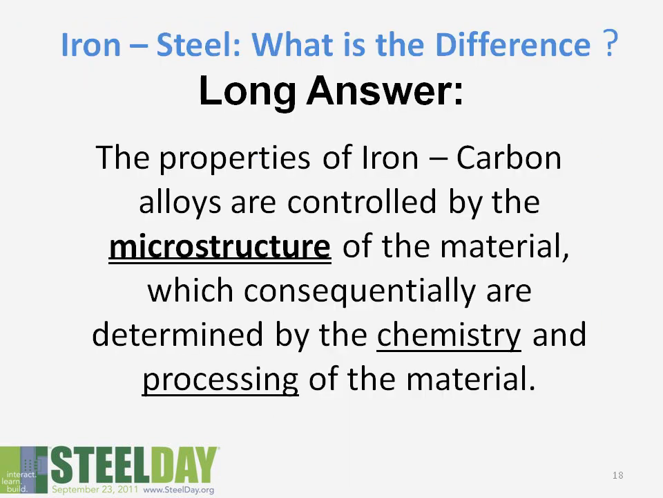So really the long answer as to what's the difference between iron and steel is that the properties of an iron-carbon alloy are controlled by the microstructures of the material, which are in turn controlled by the chemistry and the processing of the material. So we're going to explore a little bit about that right now.